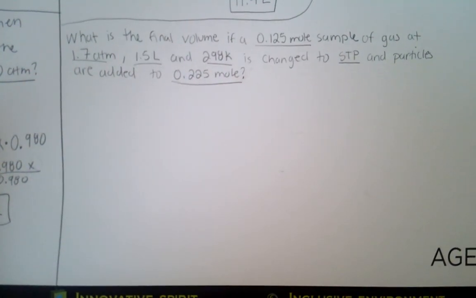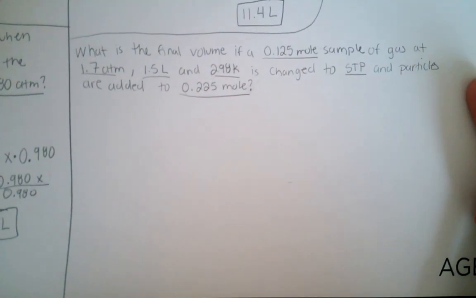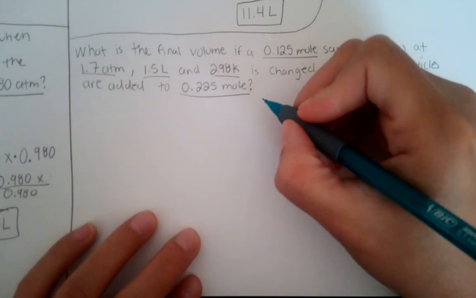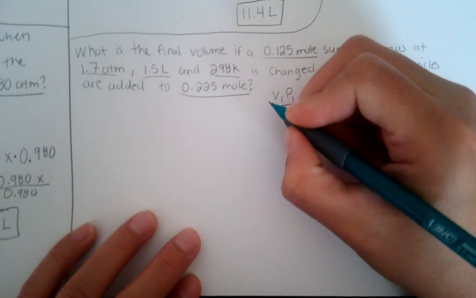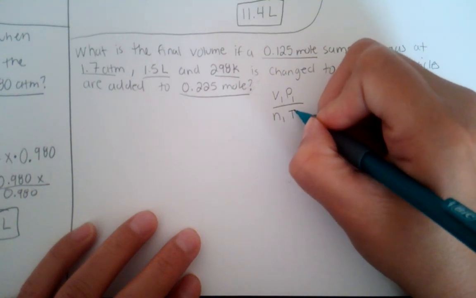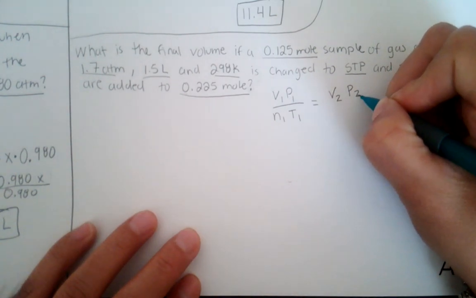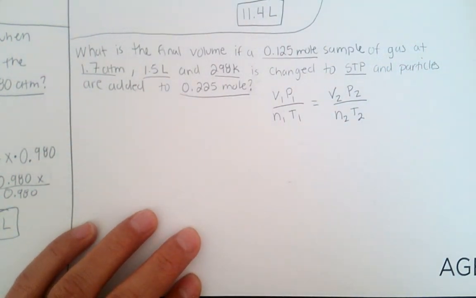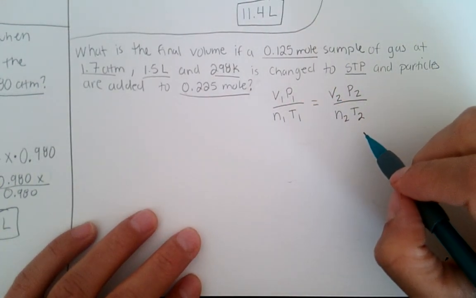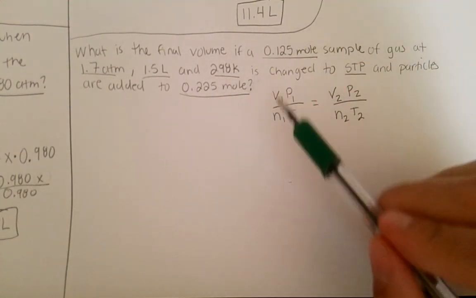So first of all, let's take a look at the equation. The equation will look like the following. It's going to be V1 times P1 over N1 times T1, which is going to be equal to V2 times P2 over N2 times T2. Okay, this is your combined gas law. And we're going to make our list just like we've done before, because that assures us so we can identify where our X is going to be.